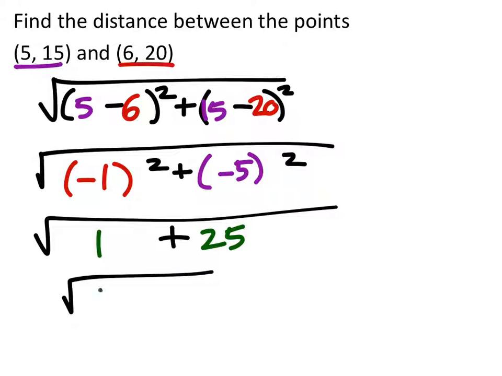1 plus 25 is 26, which again I could put into my calculator. If the homework asks for the exact value, you could have the square root of 26. Otherwise, I don't know, it didn't say even where to round it, so 6.403. That's about all I want to write.